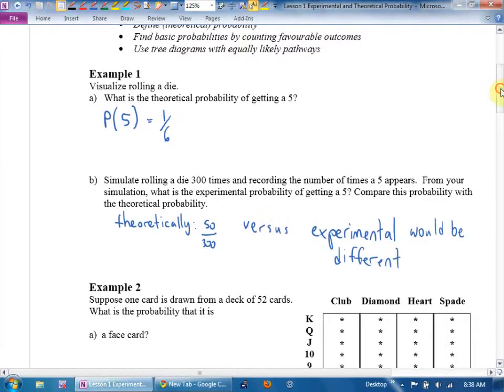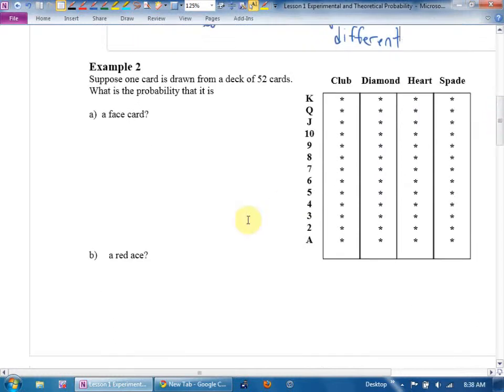Again, we have a pretty good understanding. Example two. Suppose one card is drawn from a deck of 52 cards, and I drew a little 52-card list for you here so you can visualize. You have four suits. How many cards in each suit? 13, 52 cards altogether. Okay, what's the probability that it is a face card? I would write it as probability of F for face card.